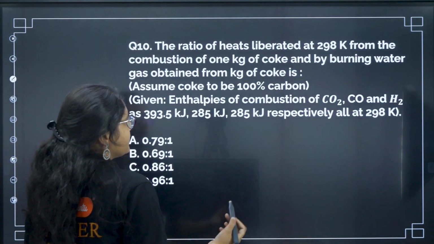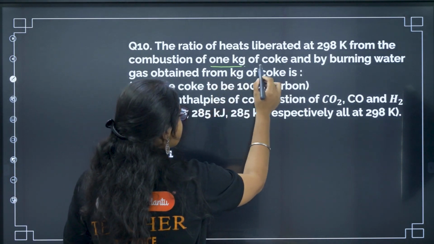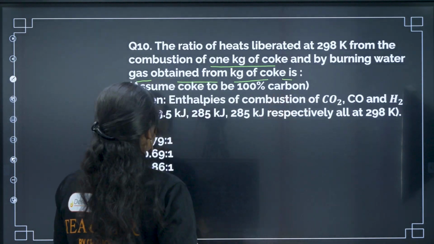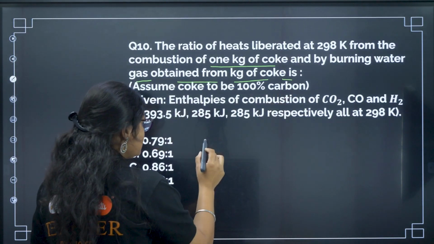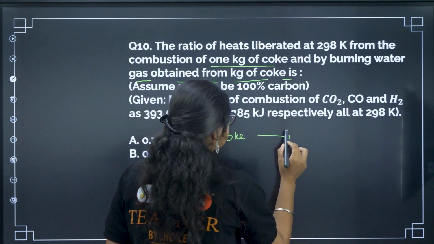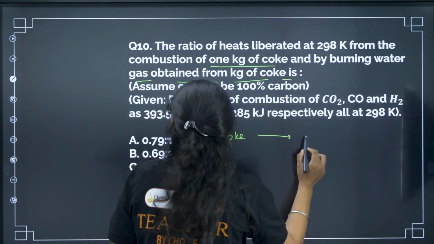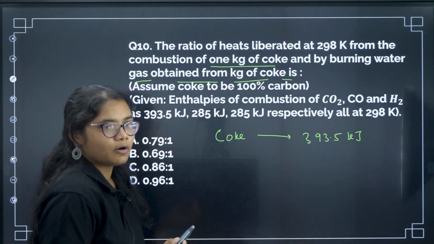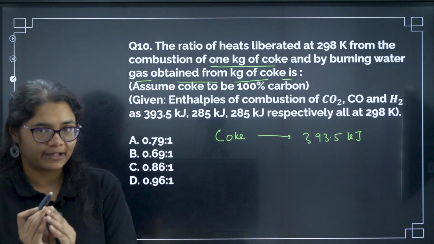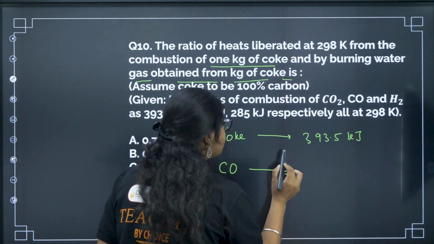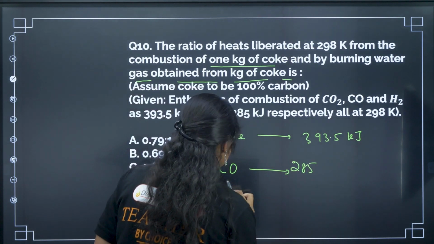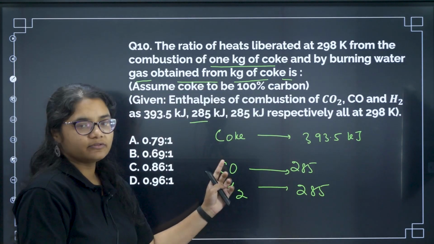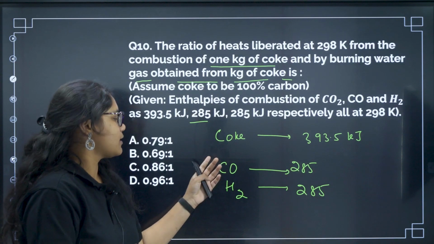Next, the ratio of heat liberated at 298 Kelvin from the combustion of 1 kg of coke and by burning of water gas obtained from the 1 kg of coke is, okay. So we have this ratio. When coke was burnt, the energy of combustion is given to you as 393.5 kilojoule. And water gas is nothing but the combination of carbon monoxide and H2. The combustion of CO value is 285, and combustion of H2 is also 285. So the question is very simple: the ratio of the energy released during the combustion of coke to the combustion of CO and H2.